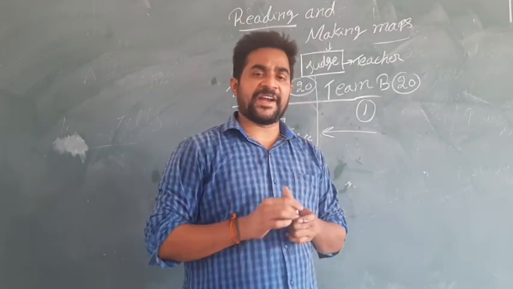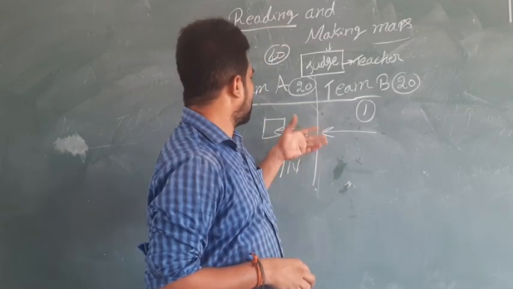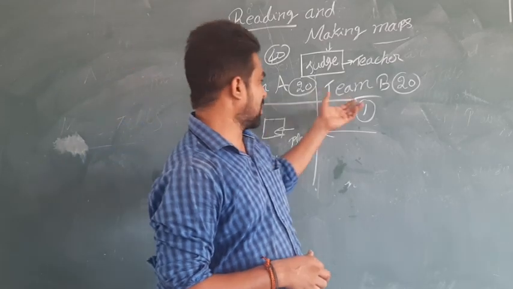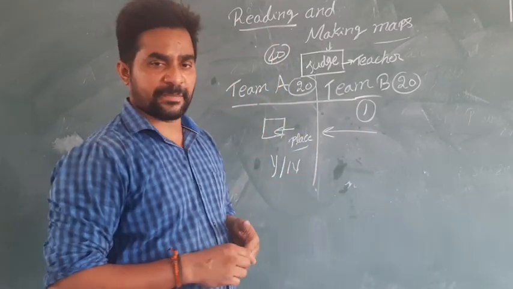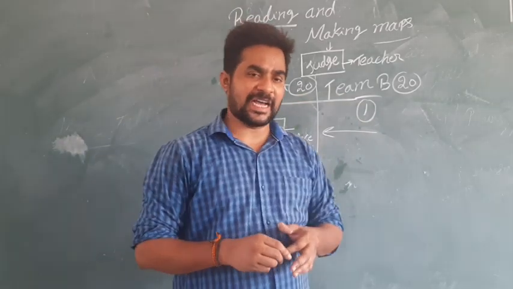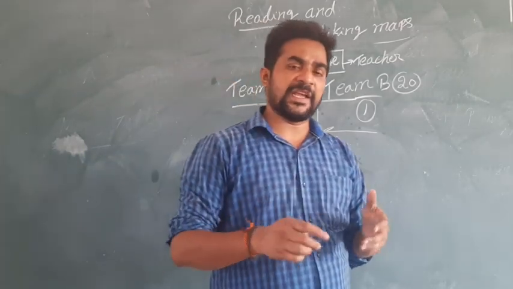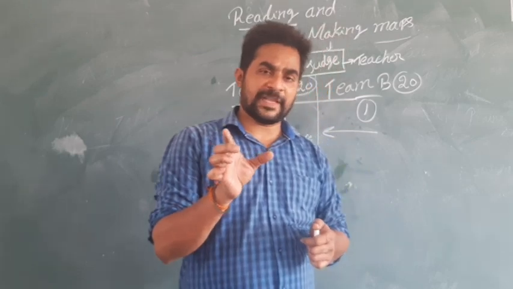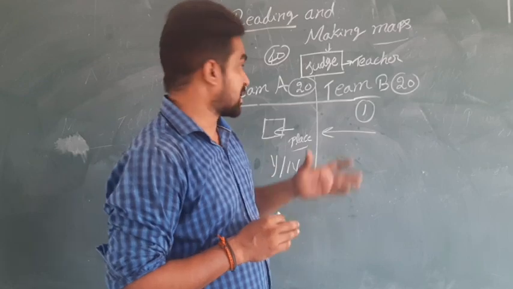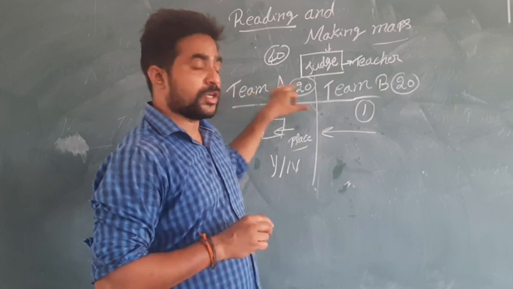For the purpose of identifying a place on the map, we have to play a game where we form two teams, team A and team B, with some members in each. The judge is going to act as the teacher in your class. Team A will write one particular place on a paper, and that paper is passed to the class teacher. That name is not revealed by team A to team B.